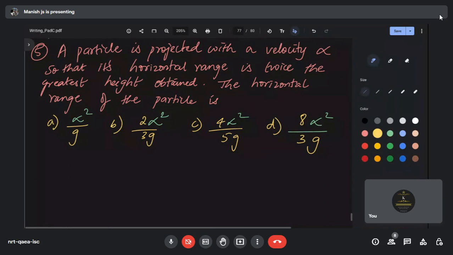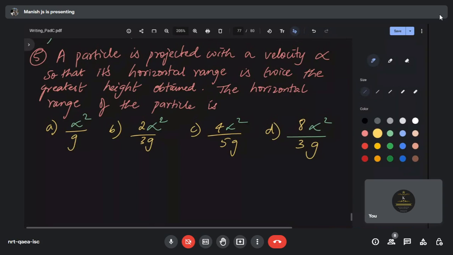Okay. How did you get option A? Sir, the maximum horizontal range is independent of height. You squared the initial velocity and divided by gravitational acceleration. Okay. It is actually not option A. Option A is out of the game.